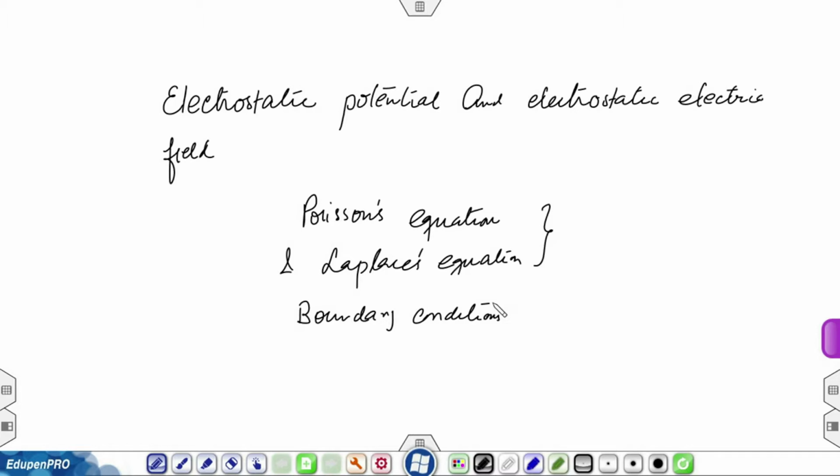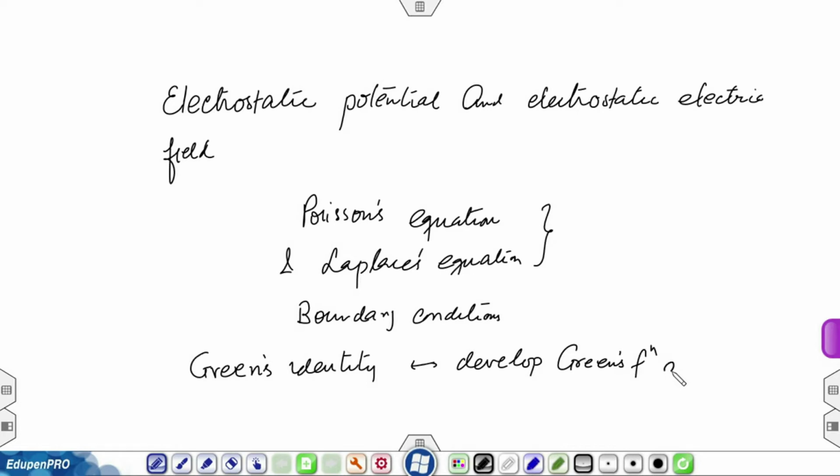In this lecture, I am going to do something called the Green's identity that can be used to develop Green's function method to solve Poisson's equation, but I am not going to deal with that today.